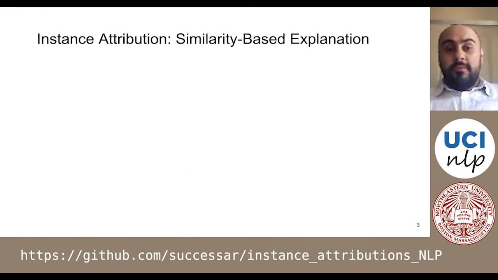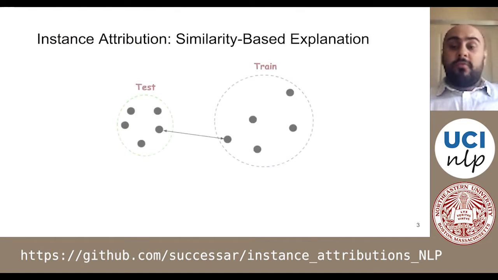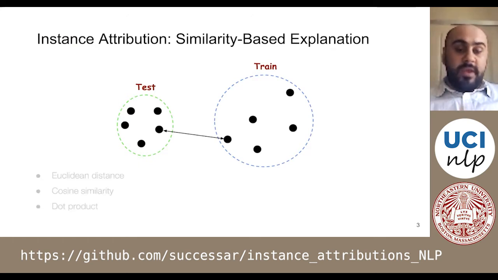In this work, we consider two families of instance attribution methods. The first one is similarity-based explanation. The goal here is to identify the most influential training instances by identifying the one that is most similar to our target instance. To measure similarity here, we consider a few metrics such as Euclidean distance, cosine similarity, and dot product.